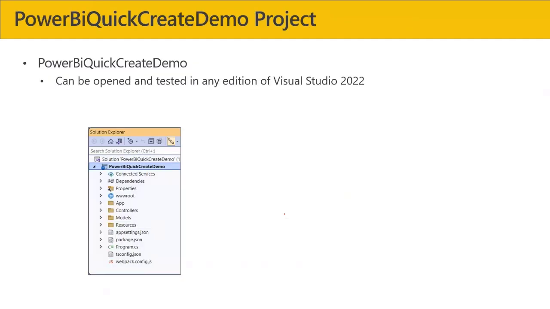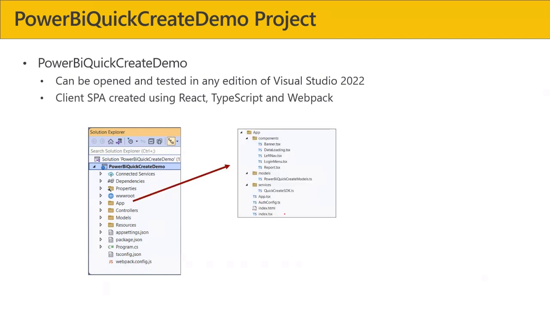Now, as far as the demo goes, it can be opened and tested in any edition of Visual Studio 2022. I'm just using the Community Edition, which is free to download. And what you'll see is there's a couple different pieces. In the app folder is a React style application, built using modern React techniques and built using TypeScript and Webpack. Now, there's also some server-side code.